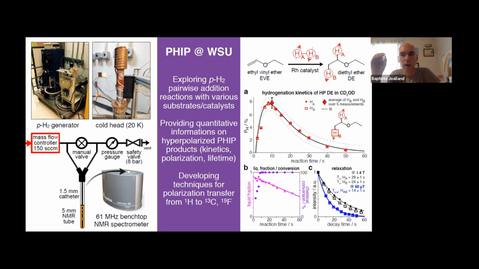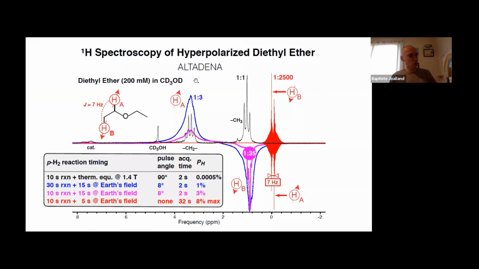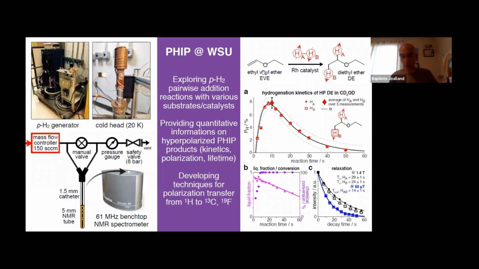Nuwandi yesterday presented you some data about diethyl ether, the formation of hyperpolarized diethyl ether, where we can monitor the hydrogenation kinetics, the polarization buildup, the lifetime, and also, because here we are talking about very volatile compounds that we would like to test as inhalable contrast agents, we can monitor the evaporation of this compound. To do this, we use a commercial benchtop NMR spectrometer at 61 megahertz.